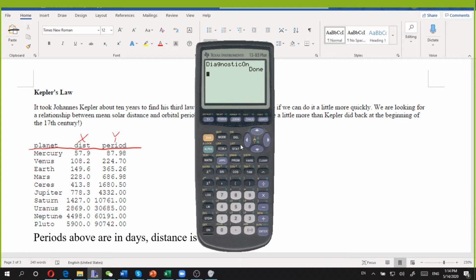Okay, once I've done that, I'm going to hit stat, edit, and we're going to type in our lists. I've already done this beforehand just to save us some time. So list 1 is our distances in million kilometers, of each planet's largest distance from the Sun. And then list 2 right now is our periods.